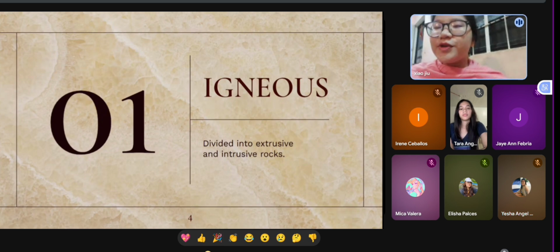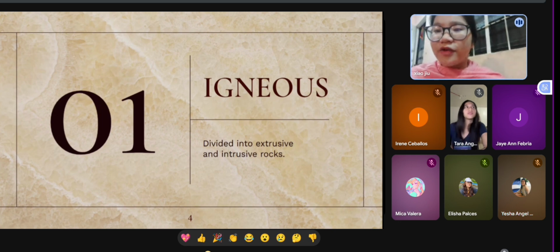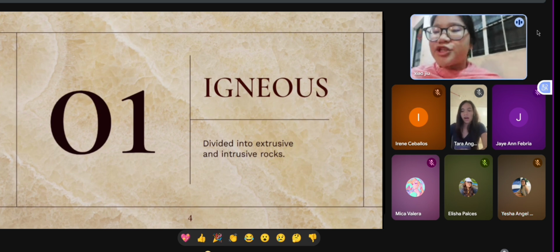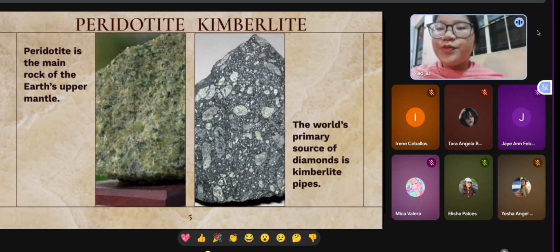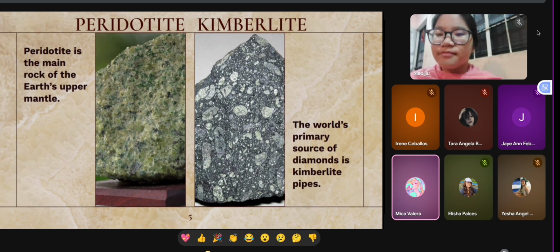Let's start with igneous rocks. These are divided into extrusive and intrusive rocks, meaning extrusive rocks, such as lavas, are formed on the Earth's surface, whereas intrusive or plutonic rocks, such as granite, form beneath the surface. Moving on to examples. Valera, could you please read what's written? Peridotite is the main rock of the Earth's upper mantle, while kimberlite is the world's primary source of diamonds.